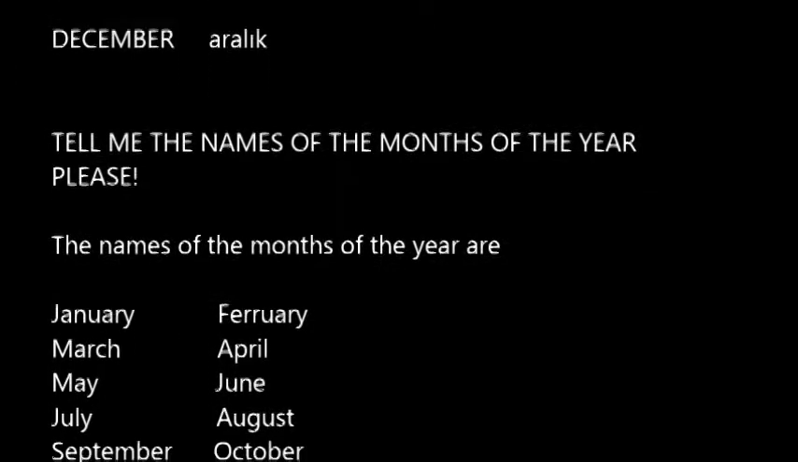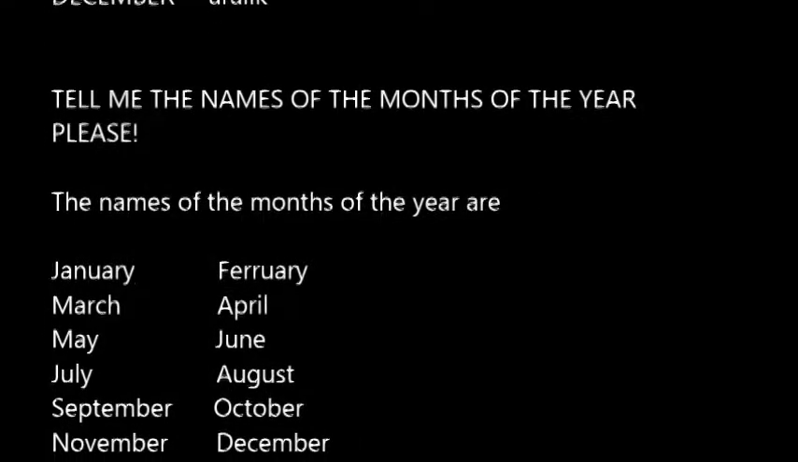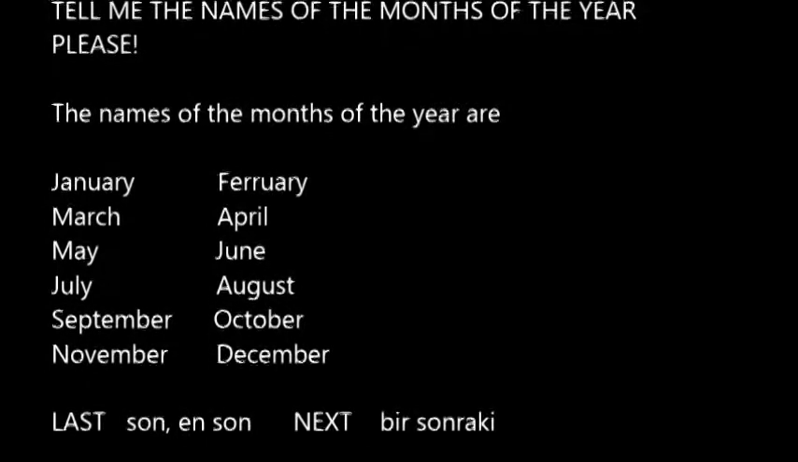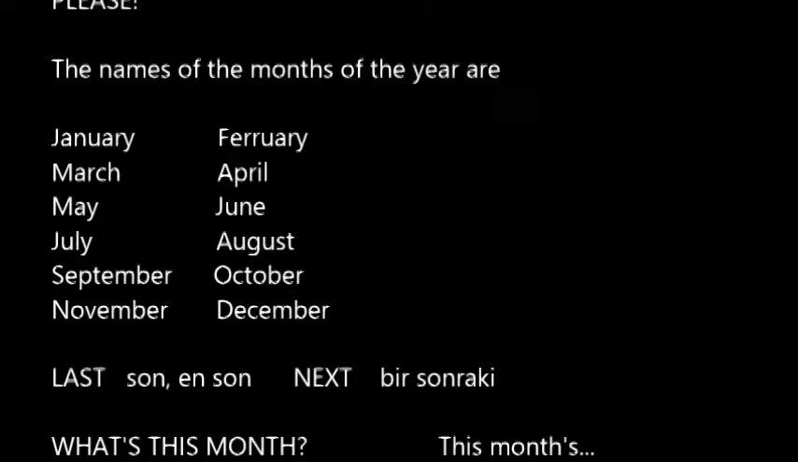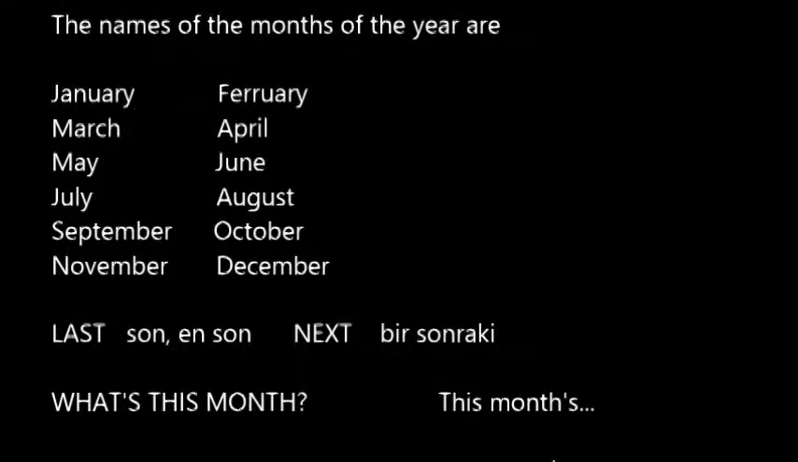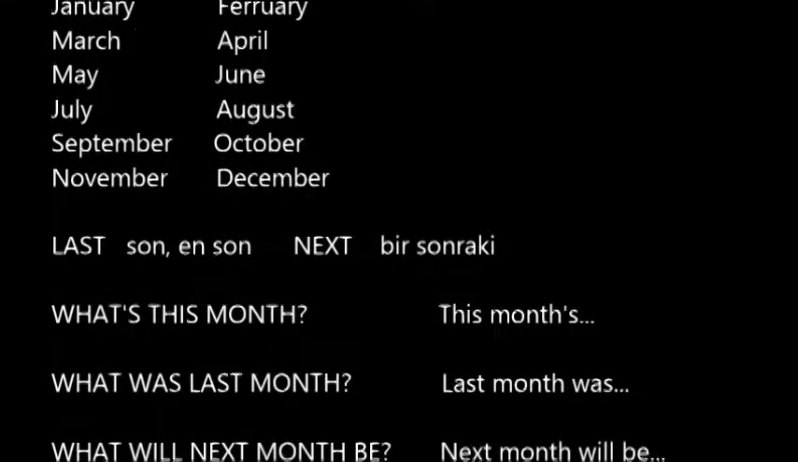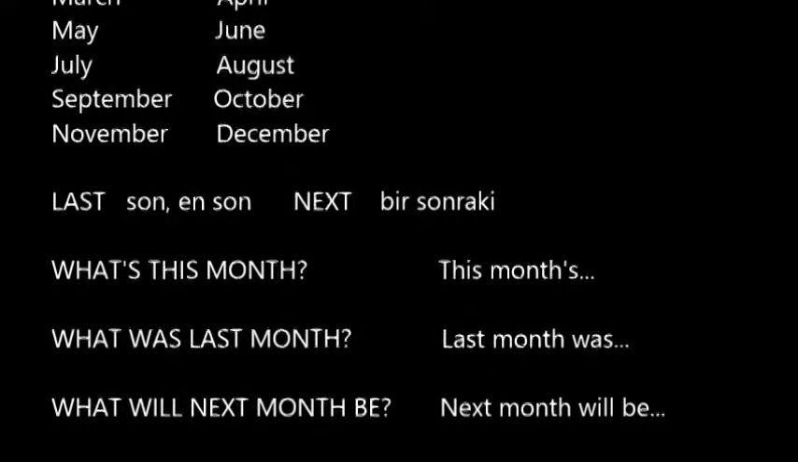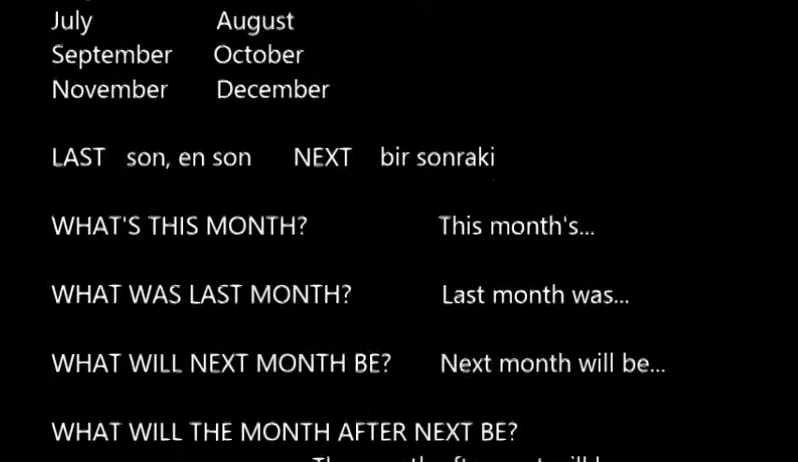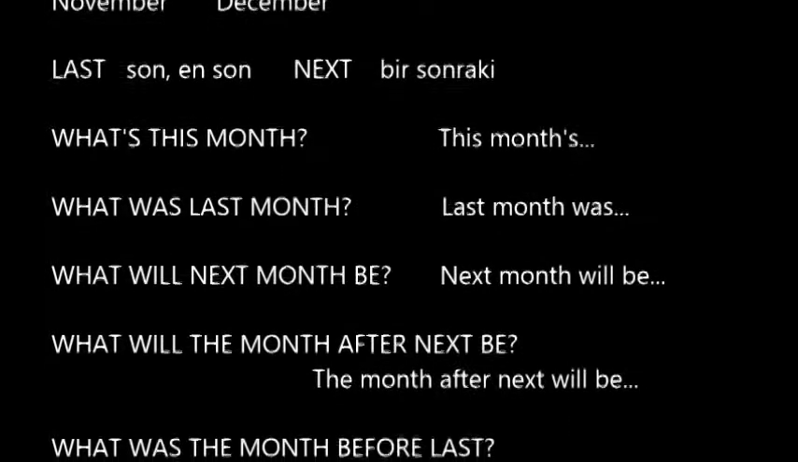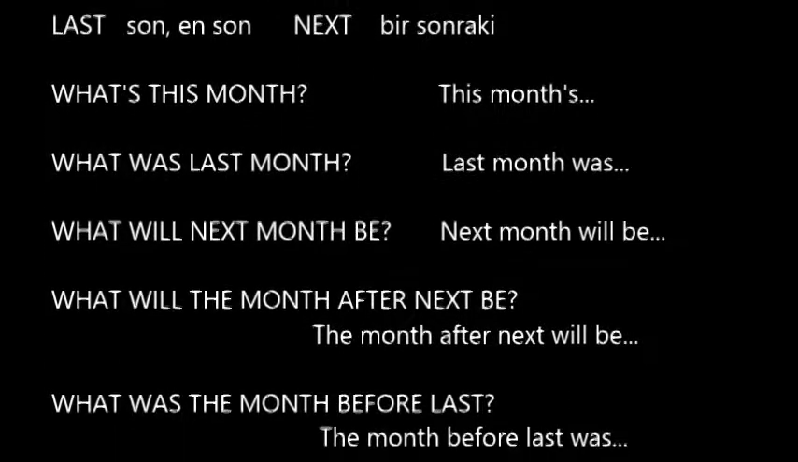Last, next. What's this month? This month's April. What was last month? Last month was March. What will next month be? Next month will be May. What will the month after next be? The month after next will be June. What was the month before last? The month before last was February.